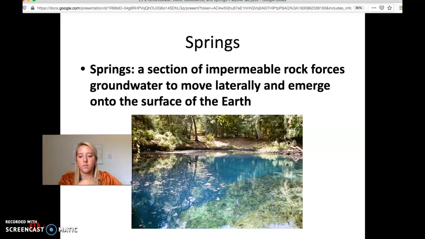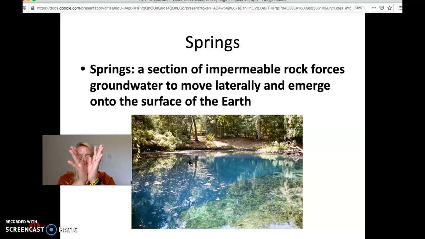Another phenomenon that we have when we talk about the hydrosphere is springs. Springs are where a section of impermeable rock forces groundwater to move laterally and emerge on the surface of the earth. If you are familiar with White Lake, one of the closer lakes right here, it is actually spring-fed, which means that there is a section of water in between two impermeable rock layers, and the pressure system that is created, instead of having a well there like the artesian well, has nothing, but it springs up from the ground all on its own.